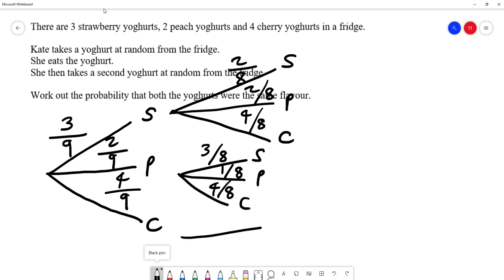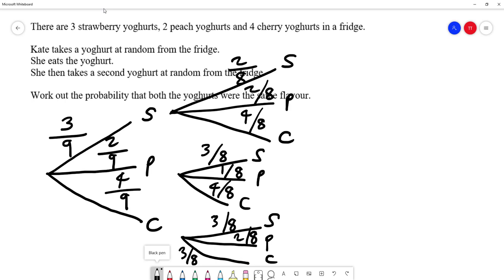And then we do the same for cherry, which is strawberry, peach, and cherry. Now she's deliberately going to choose a cherry again, so that's going to be 3 out of 8. The others are unchanged, so that's going to be 3 out of 8 for strawberry and 2 out of 8 for peach. Now we can see that we've got our tree diagram as required.